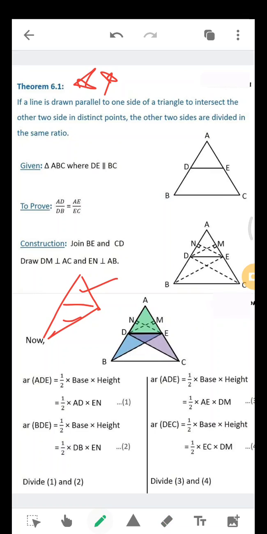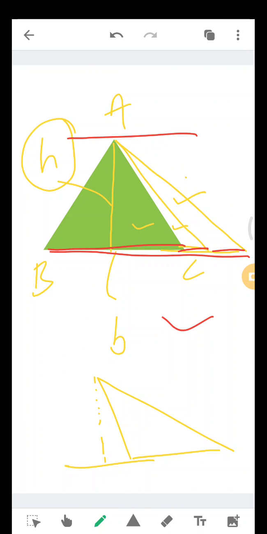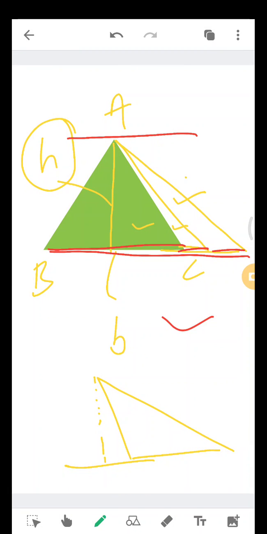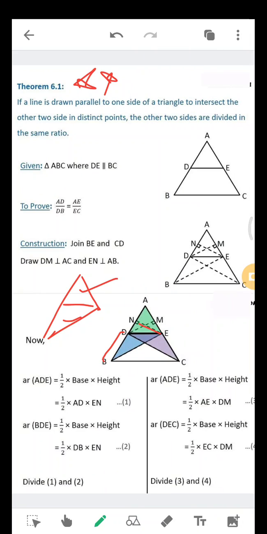In triangle BDE, the base is BD and the height will be EN only. Previously I said that however you take a triangle, if they lie between the same parallels, then they'll have the same height. So for this triangle also we took the height as H only. Here also I am using the same concept. So area of BDE will be half into DB into EN.